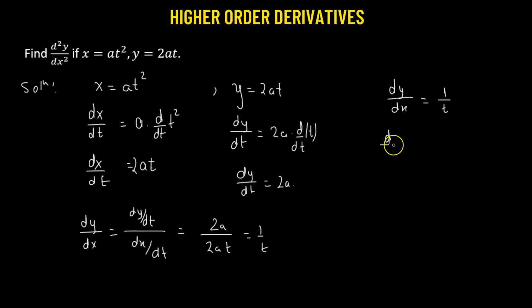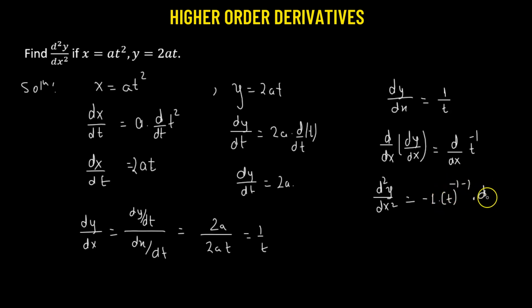We'll again take the derivative on both sides with respect to x. That's because we want to find out the second derivative of y with respect to x, which will be equal to derivative with respect to x of 1 over t, which is simply t raised to the power of negative 1. This gives us second derivative of y with respect to x equals to, so here we'll apply the power rule first, then followed by the chain rule. So we have negative 1 multiplied to t raised to the power of negative 1 minus 1 multiplied to derivative with respect to x of t, which is negative 1 over t squared, and then we have dt over dx.